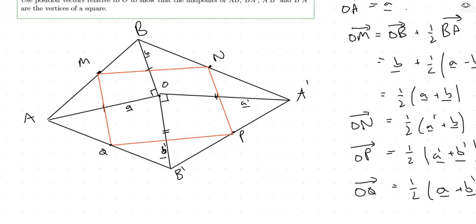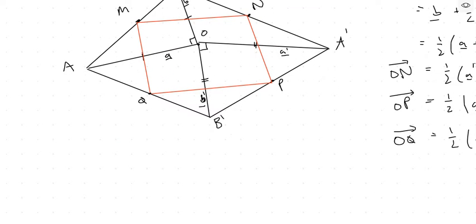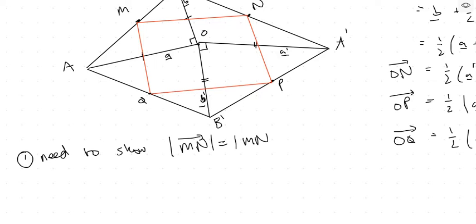Let's think what we're trying to do. We're trying to show that they form the vertices of a square. So I think we can do this by two things. Write down the plan. Point one is we need to show that the length of MN is equal to the length of NP, which is equal to the length of PQ, which is equal to the length of QM. So we need to show they all have the same length.